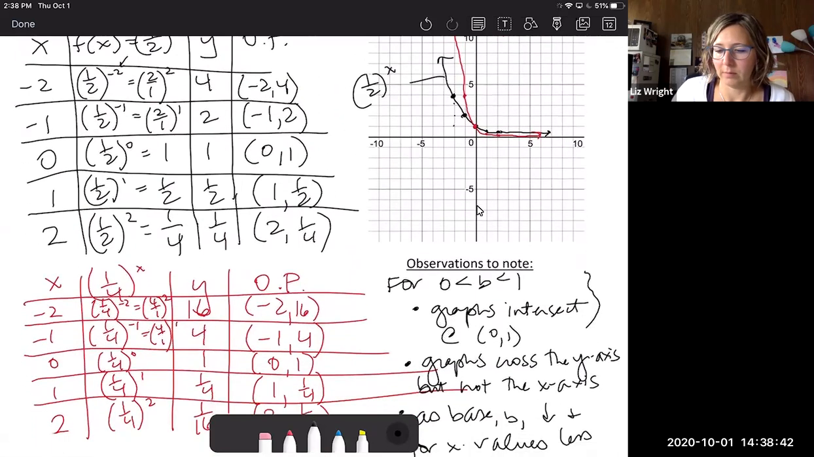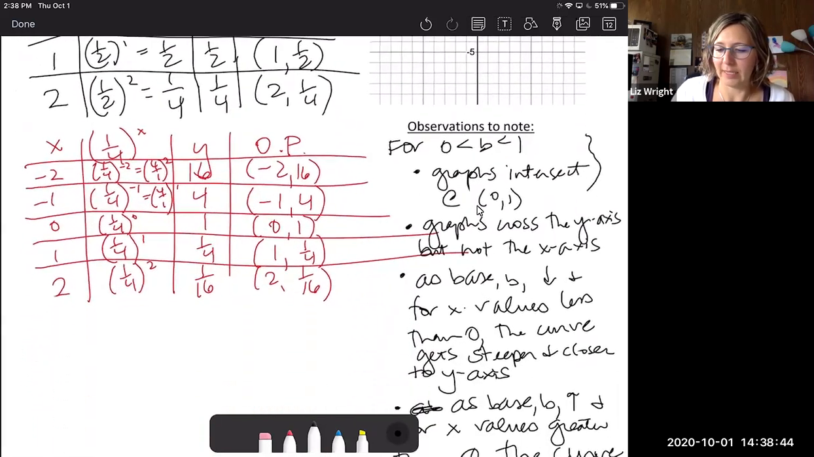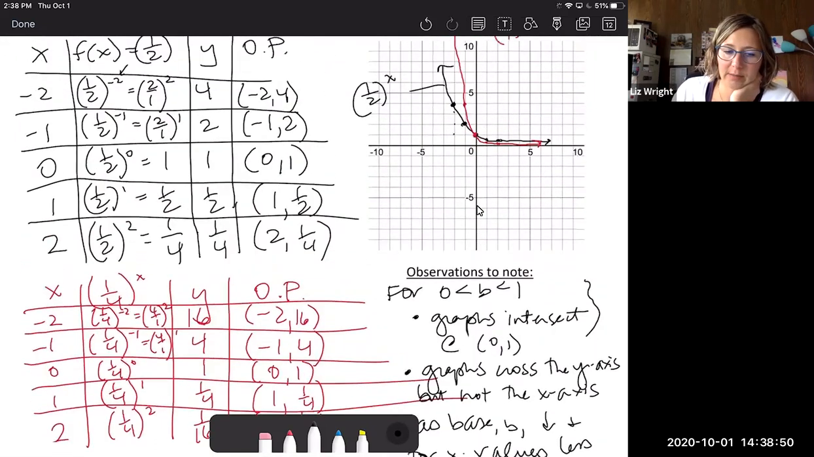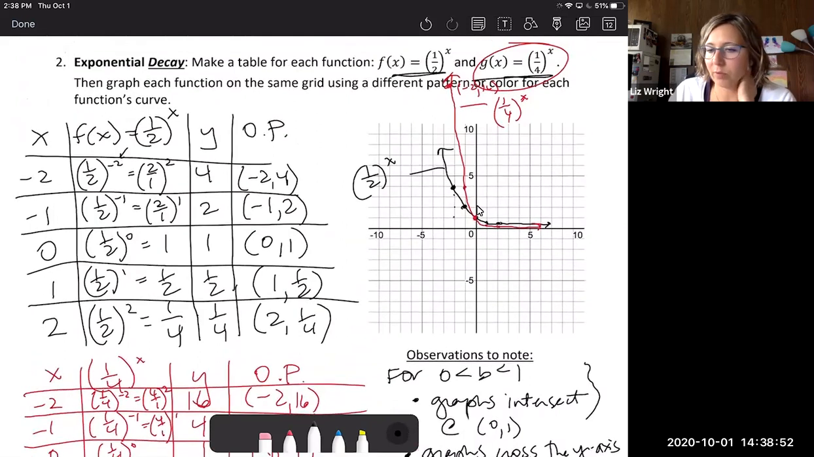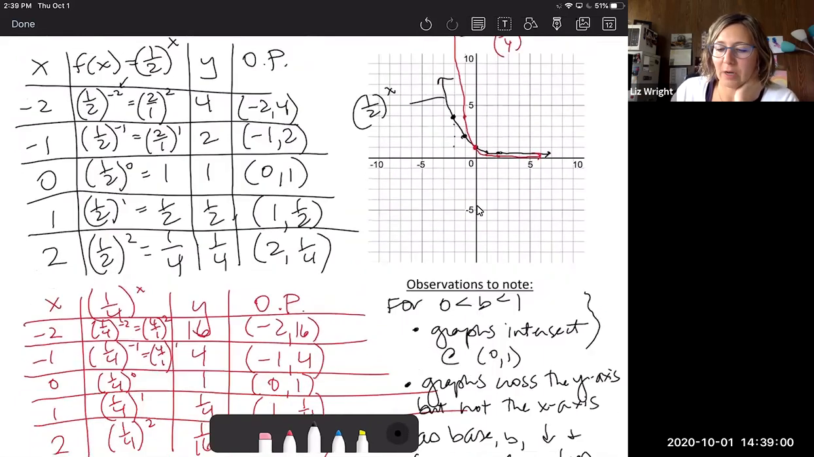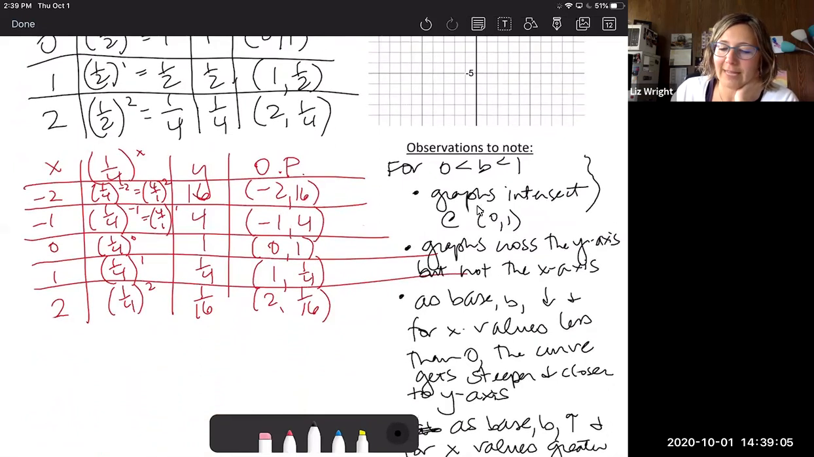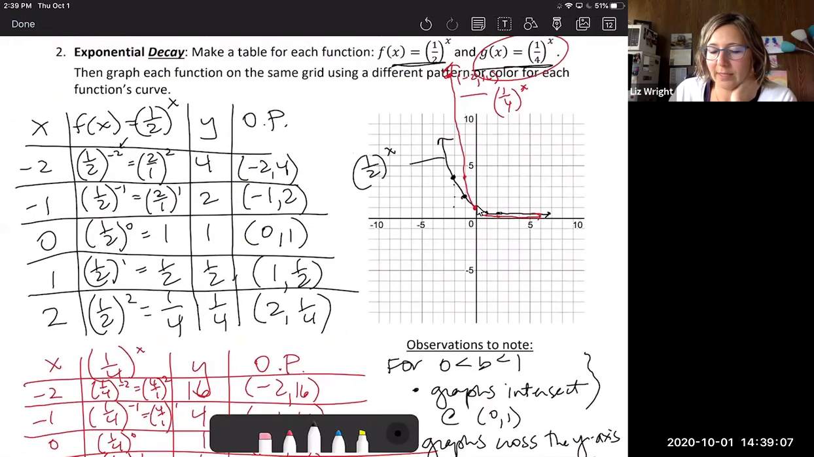All right, so let's talk about that for a second. It says in our third bullet, as the base B decreases, which means the first one we graphed, the black, was 1/2. The red one is our 1/4, so that means our base is decreasing. And for x values that are less than 0, we're talking about this portion of the graph.